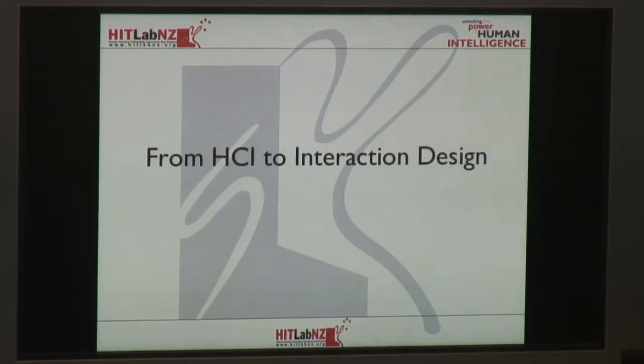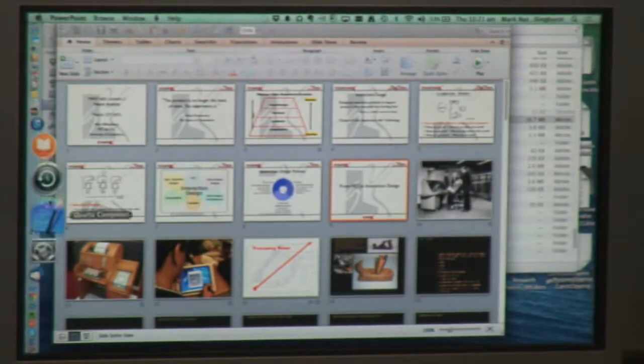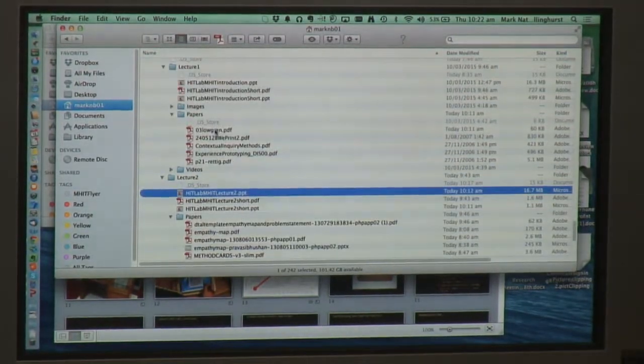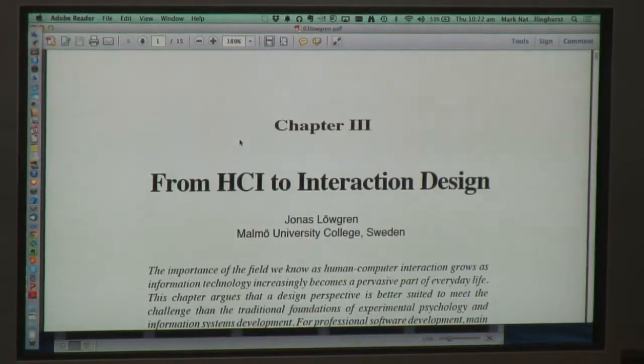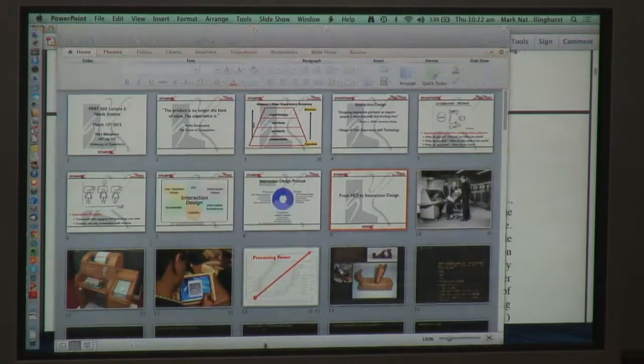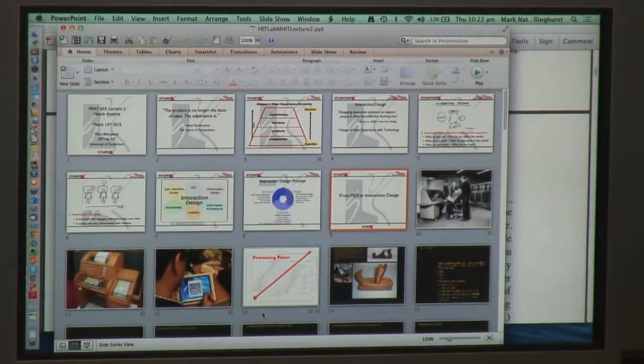So I also gave you the paper to read, From HCI to Interaction Design. I wanted to talk about that a little bit to see if anybody had any thoughts about the paper. So let me just open it up. Here we go. So first of all, does anybody have any questions about what I just went through from last week? Was there anything that wasn't clear for you?